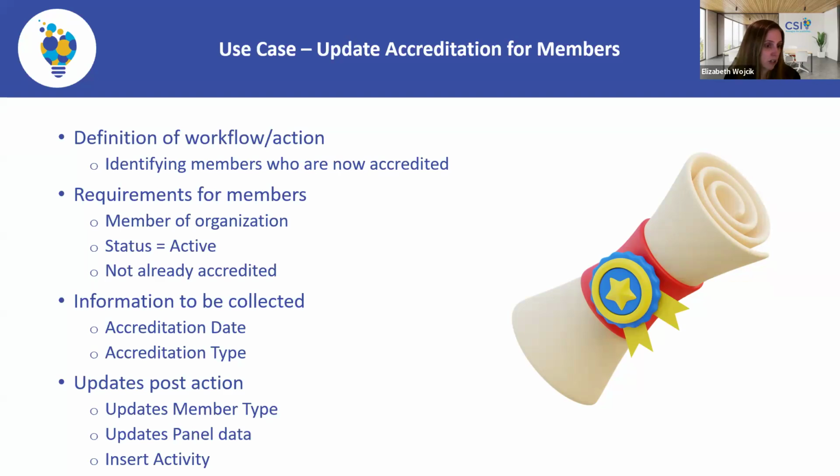In my organization, that actually changes their member type, which then changes their applicable dues. So I'm going to update member type. I'm also going to update some panel source data to, again, store that date and type and who reported it. And then I'm also going to insert an activity because I just want another way to show that accreditation was received for that member. So let's take a look at what that looks like.